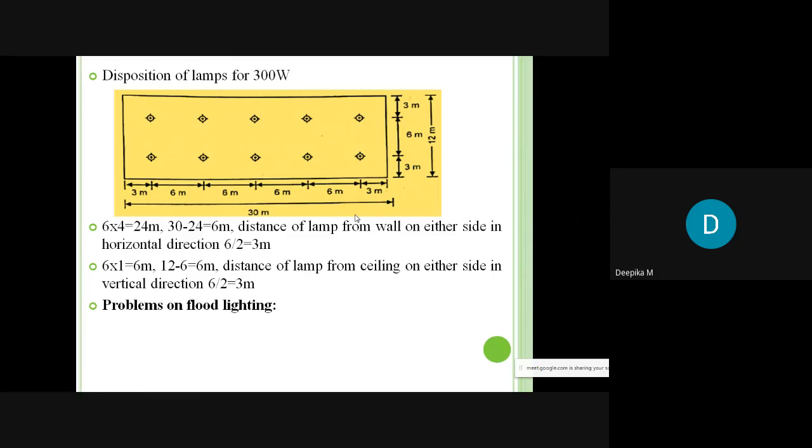Next, this completes the problems on illumination. So these five problems what I solved here are very important, and you have to be thorough with this. Usually, they will vary certain values in this, and they'll ask you in the exam. And problems on floodlighting, it has not been asked in any exams, but also you have to be thorough on this.